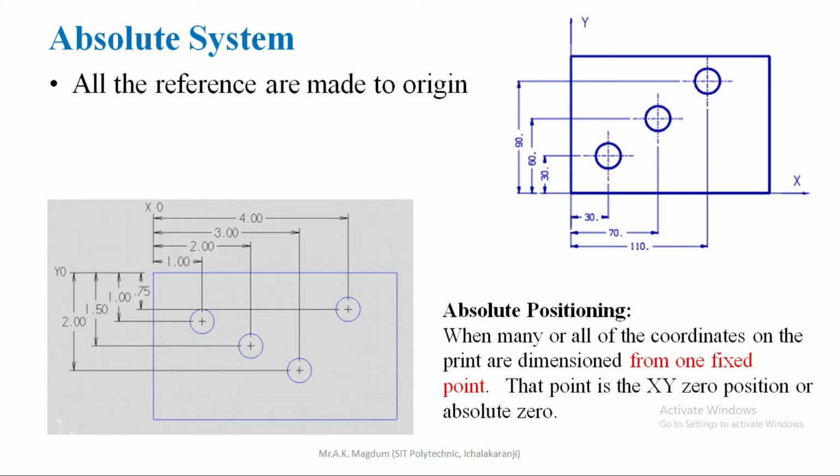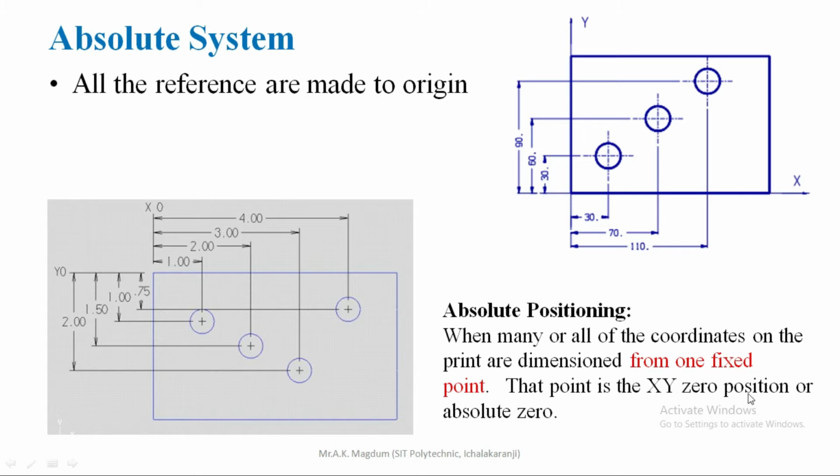Here is one more image. When many or all of the coordinates on the print are dimensioned from one fixed point, here the one fixed point is nothing but the origin point. From that origin point we give all the dimensions. In both of these images you can clearly understand the dimensioning methodology and the basic difference between incremental and absolute.